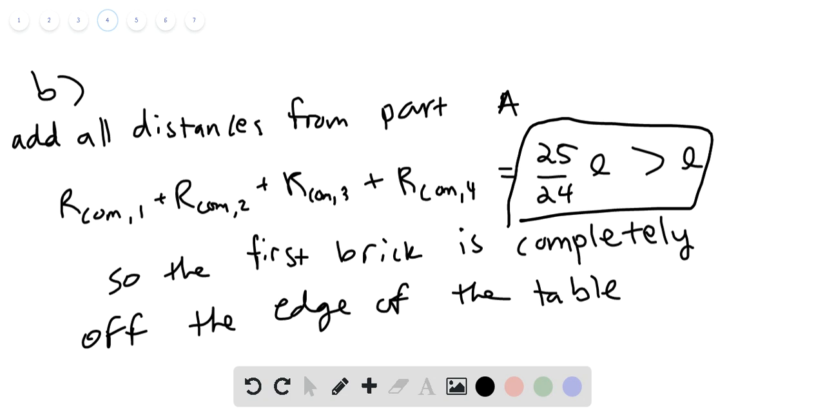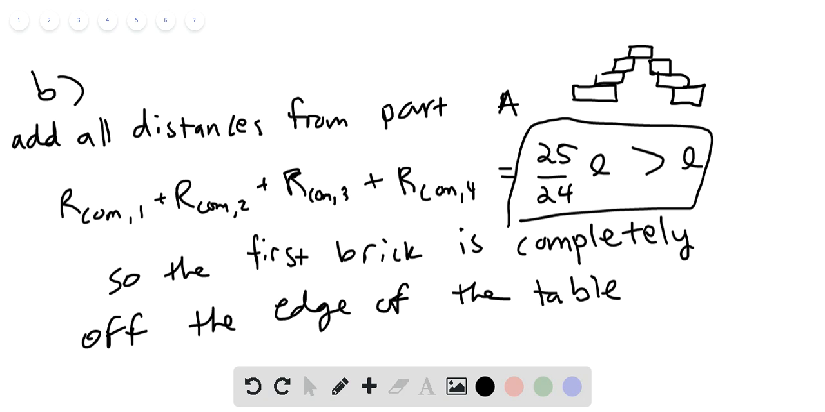And so if you do a little bit of work with the fractions and get them all with the same denominator, you'll find that they add up to 25 over 24 L, which is greater than L. So it turns out that the first brick is going to be completely off the edge of the table. So if we have bricks like this, it is definitely sitting somewhere in the middle like that, far away from the edge of the table.